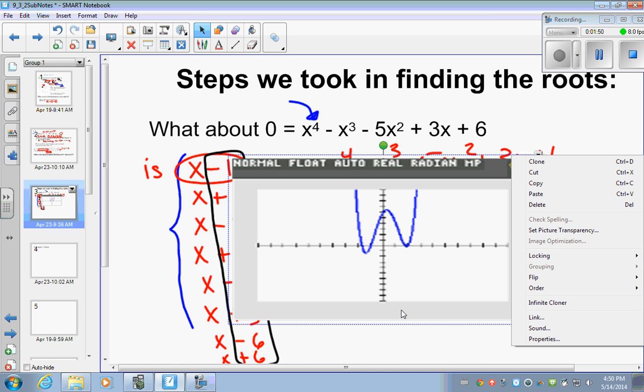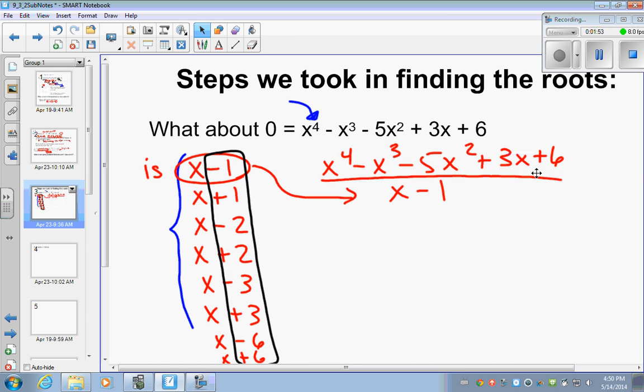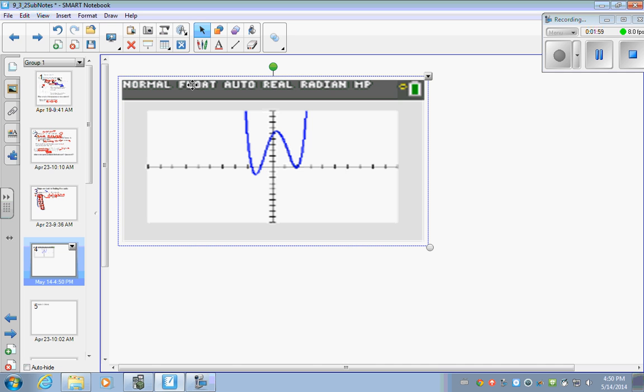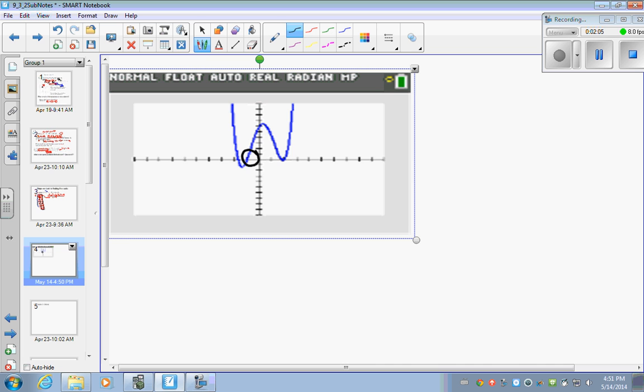So I'm just going to put this up on a new page. And let's see what we got here. It looks to me, if I had to make a guess, like -1 is probably a root, which means what's the factor? Tell your partner.